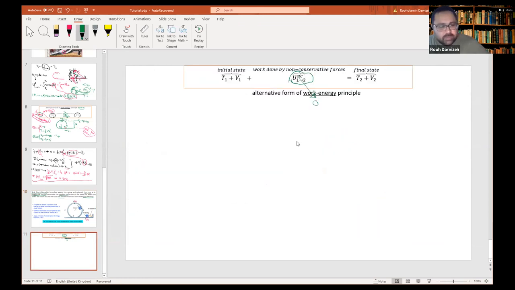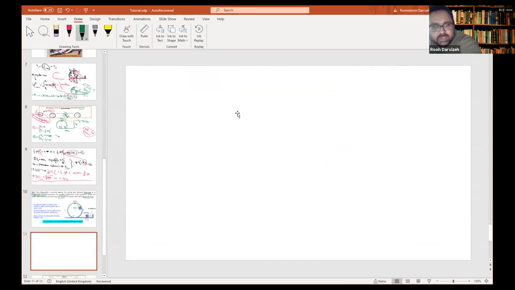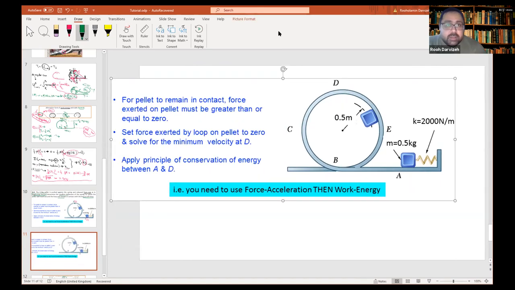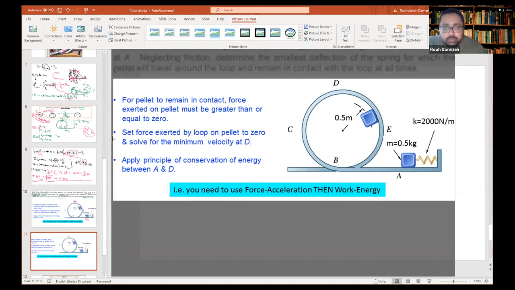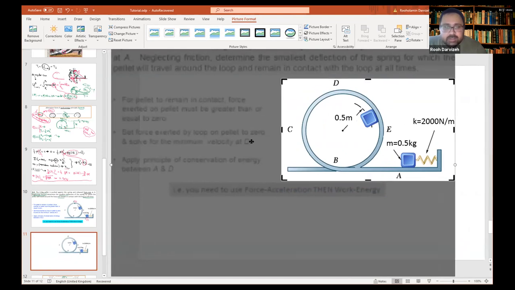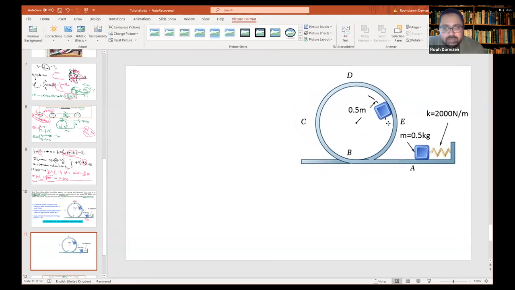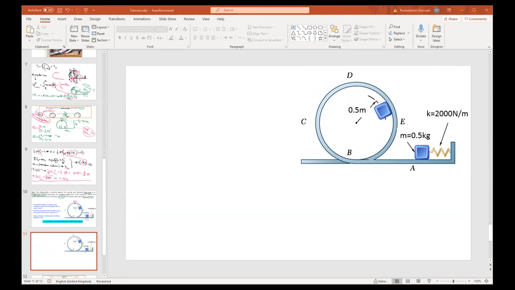Before I start solving this problem, do you agree that the most probable point to experience separation between the object and the loop is the top of the loop? Do you agree? Yes. Why? You may ask why. Do you want the answer why, or is it obvious? Is it clear or should I go through it? It kind of seems obvious, but I wouldn't know how to explain it in words, I guess.